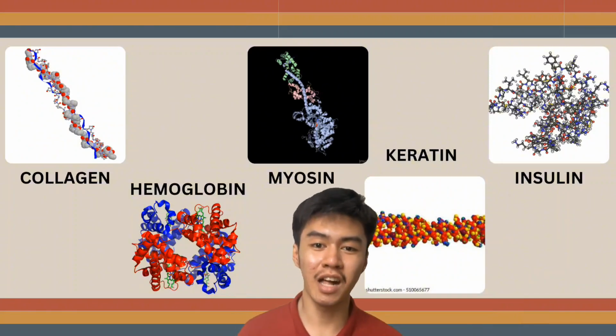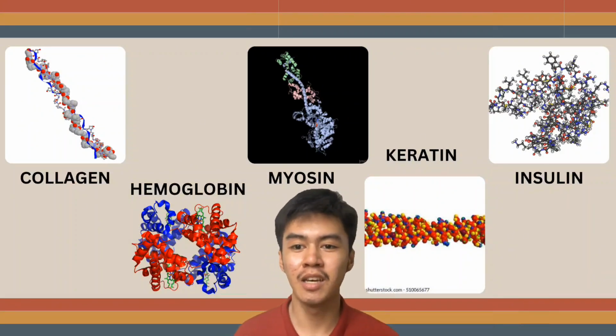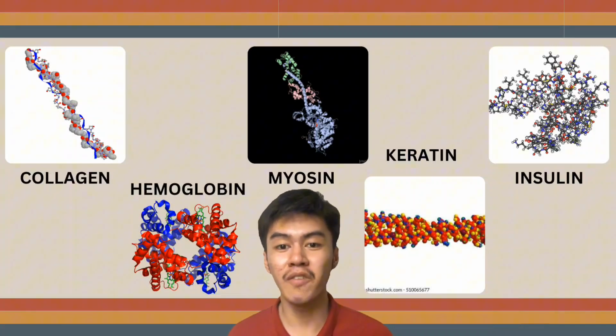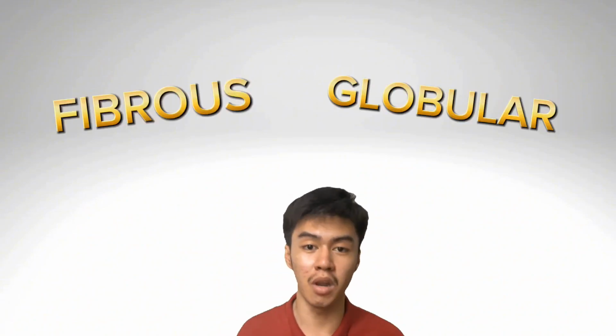So before anything else, here we have 5 different pictures of different proteins. As you have noticed, some of them have a spherical shape and some of them are parallel. This is because proteins can be classified as either fibrous or globular.